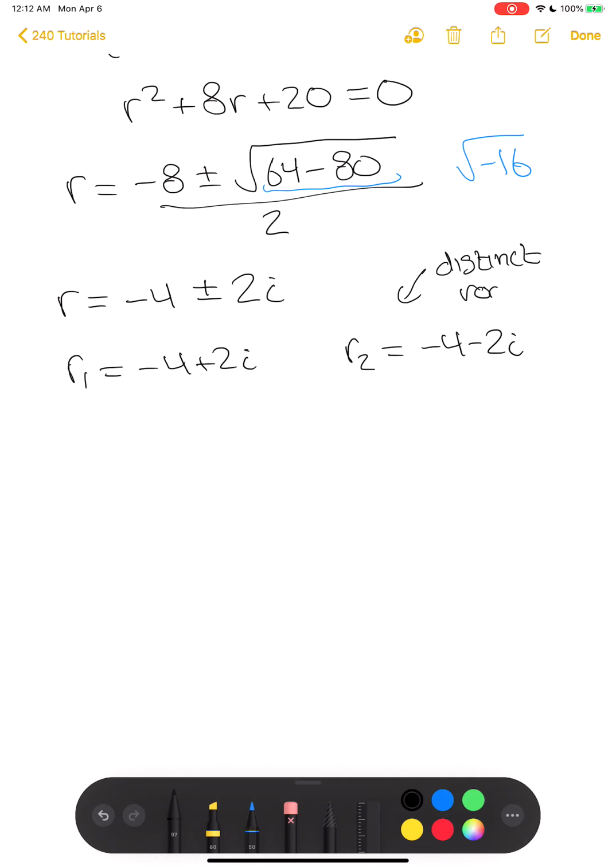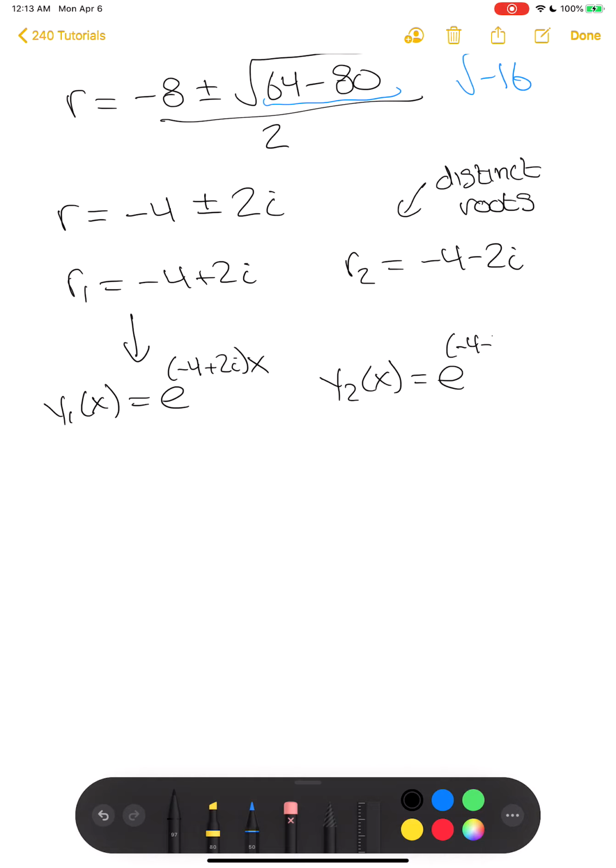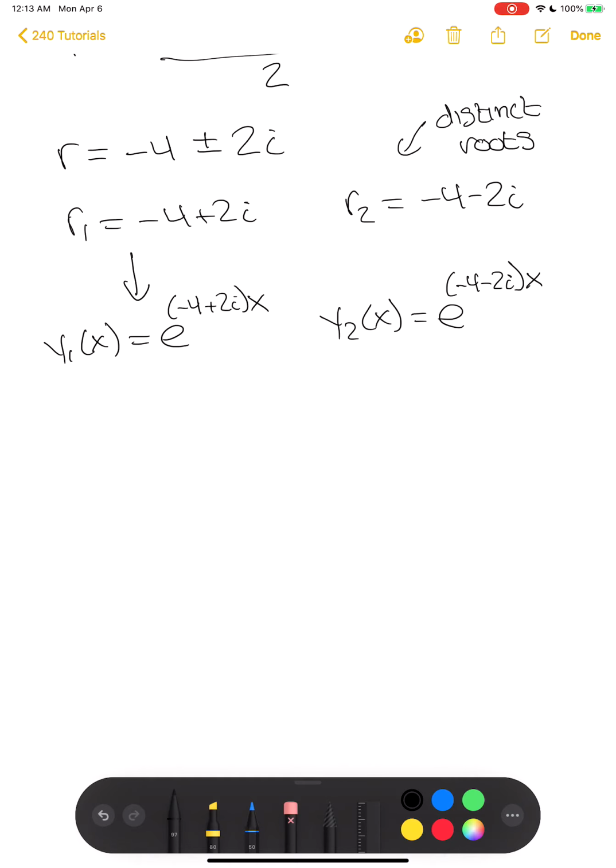I'm not running into any trouble here. And so we know if we have distinct roots, then my first solution is e to the (-4 + 2i) times x. And then my second solution is e to the (-4 - 2i), the whole thing multiplied by x. And technically, yes, we have found two solutions to our differential equation.